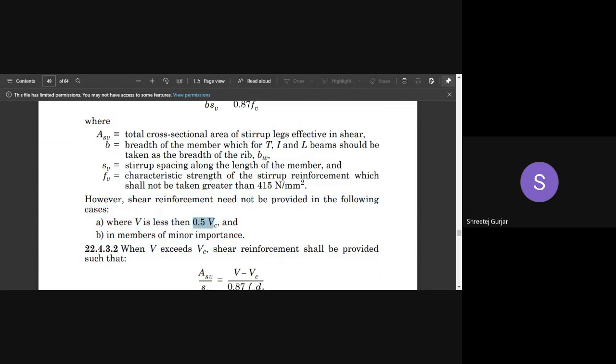Now 0.5 VC. Can anyone tell me what is the value of 0.5 VC? Half of this value. What is half of 240? It is 120 kilonewton. Okay. Now what the clause says is, if the value of V is lesser than this value, then there is no need of shear reinforcement. But is it true over here? Is that particular statement true, or is it false?